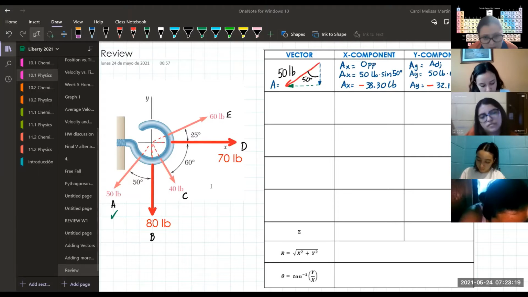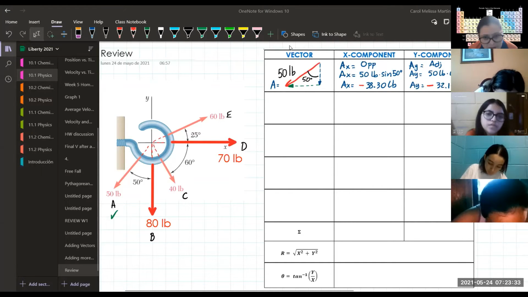Now we move into the second one, which is a straight line, a vertical straight line. The vector is going down and it measures 80 pounds.